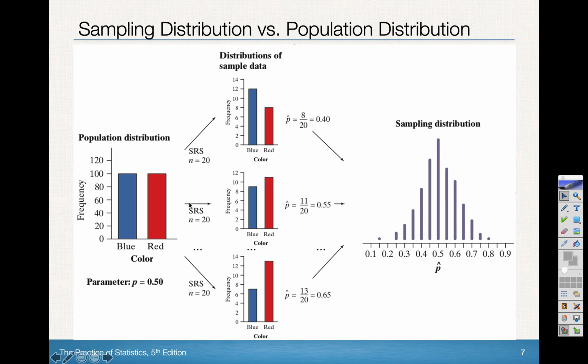If I took simple random samples of 20 an infinite amount of times, if I took every possible simple random sample of size 20 from my population, and I plotted their p hat values onto a distribution, I would get this over here, which is a sampling distribution. A sampling distribution is a distribution where everything is a p hat value.